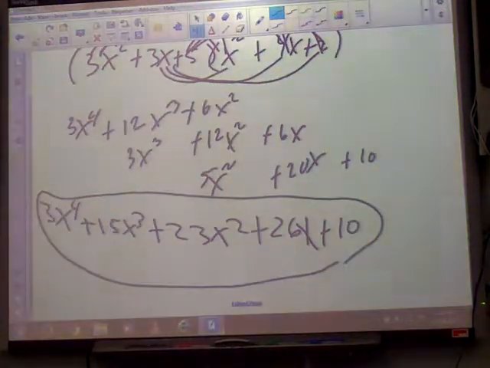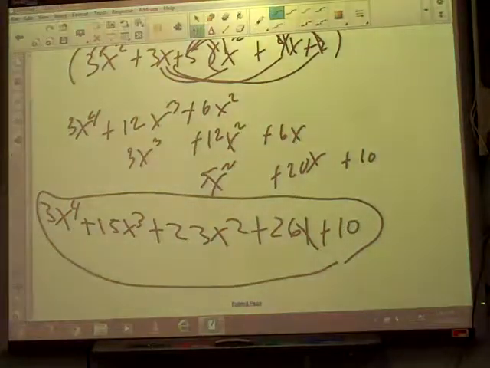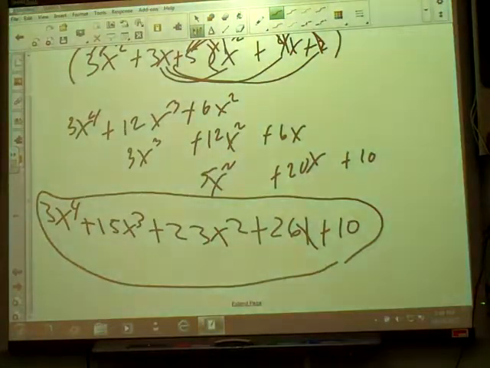Alright, number 9, we did that on the bell ringer with Tyler a Friday or so ago. What's anything to the 0 power? D as in dynamite.